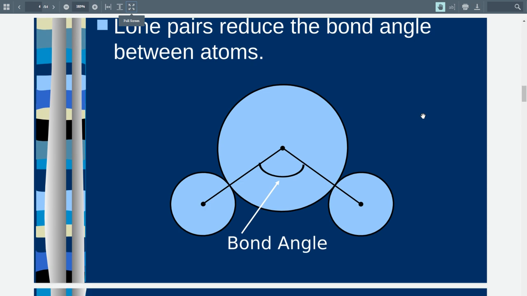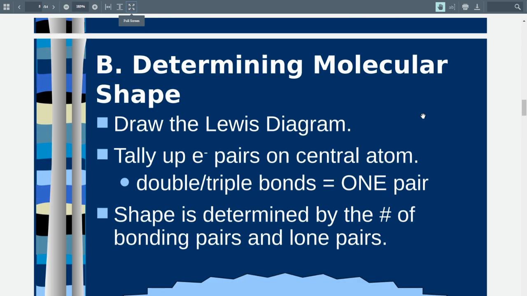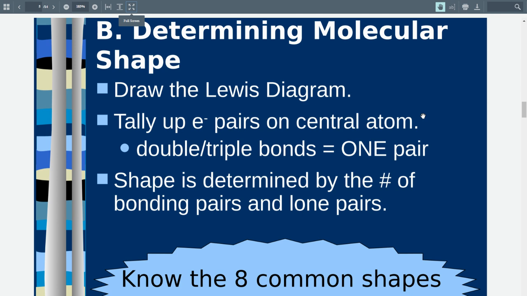All right, so in order to determine what shape it is, step number 1, you draw the Lewis diagram. That's what we have been practicing. Okay, so that's why it's super important that you understand how to draw them, because that's only part 1 when it comes to shapes. The next thing that you are going to do is figure out how many bonding pairs and lone pairs are on the central atom only.